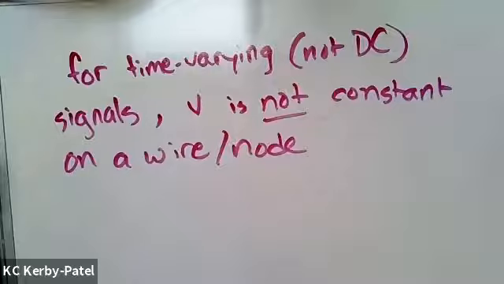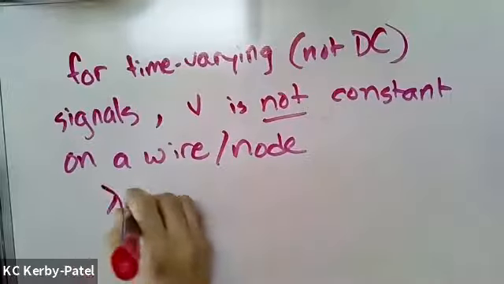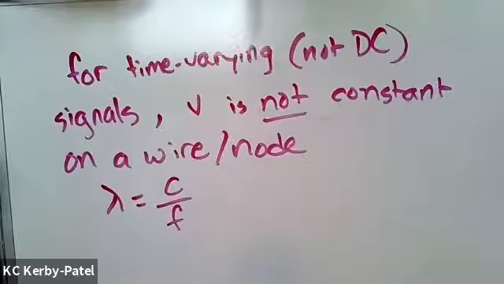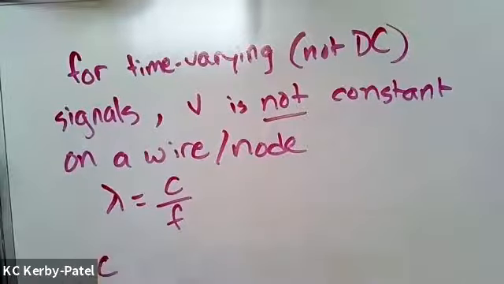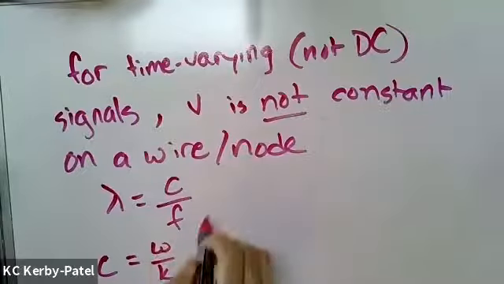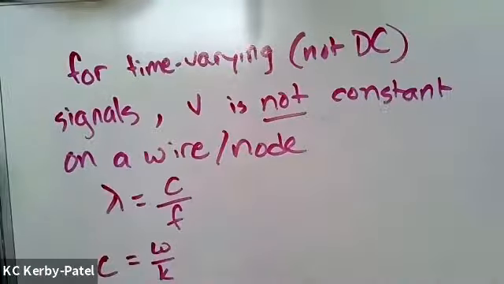The reason that we haven't talked about this before is that this question of wavelength, right? The wavelength is the speed of light divided by the frequency. There are all these relationships between wavelengths. Like, remember that the speed of light is omega divided by k, but k is 2 pi over the wavelength. So there are all these different relationships.